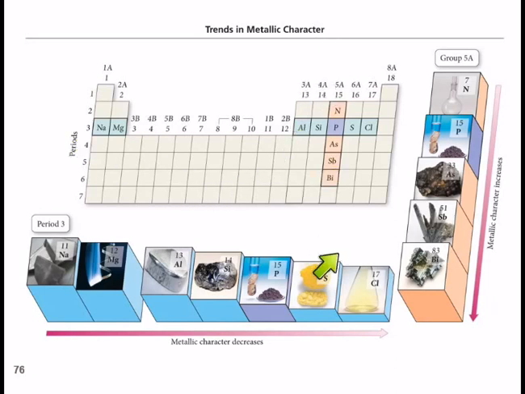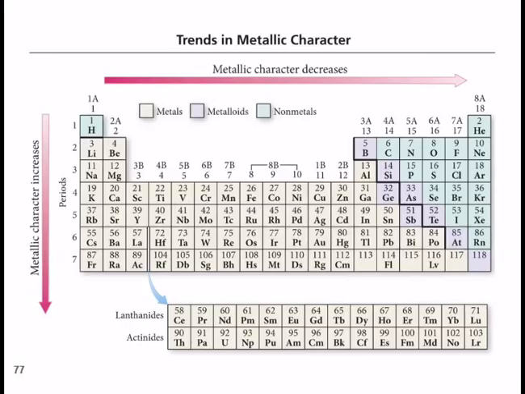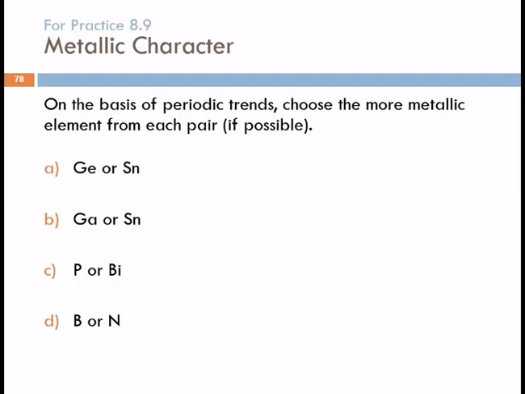As we go down a group, the top of group 5A starts with nonmetals, nitrogen and phosphorus. Then it goes through a semi-metal and then gets into metals. So metallic character increases as we go down. And there's another table that shows that. If you remember this stair-step line, and these are the nonmetals, these are the metals, you can figure that one out pretty easily. Let's do a couple of these.